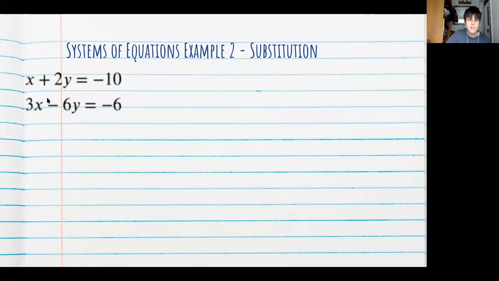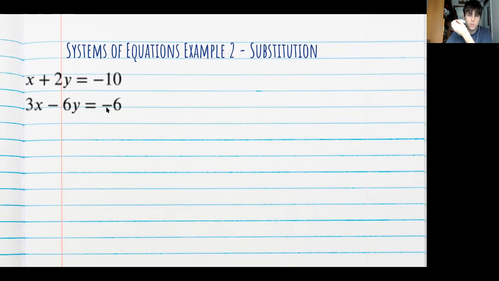All right, here is another example, and we're going to try to use substitution once again. So again, substitution. What I want you to notice this time is that neither of my equations is solved for one of the variables. I don't have an equation that says x equals something or y equals something. So in that case, I need to do a little work.